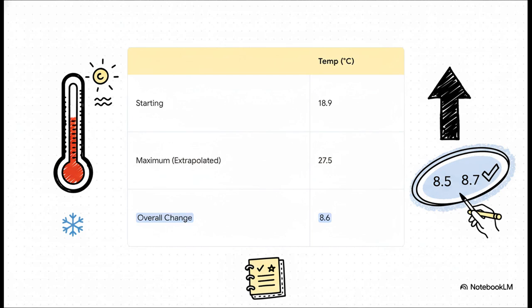So here's the key. You have to use the Y value from the point where your lines crossed, your extrapolated point. That's your true maximum temperature, 27.5 degrees Celsius. Subtract the starting temp, 18.9, and you've got your answer, 8.6 degrees. And look, once again, there's that little bit of wiggle room from the examiner. Anything between 8.5 and 8.7 gets you the point.